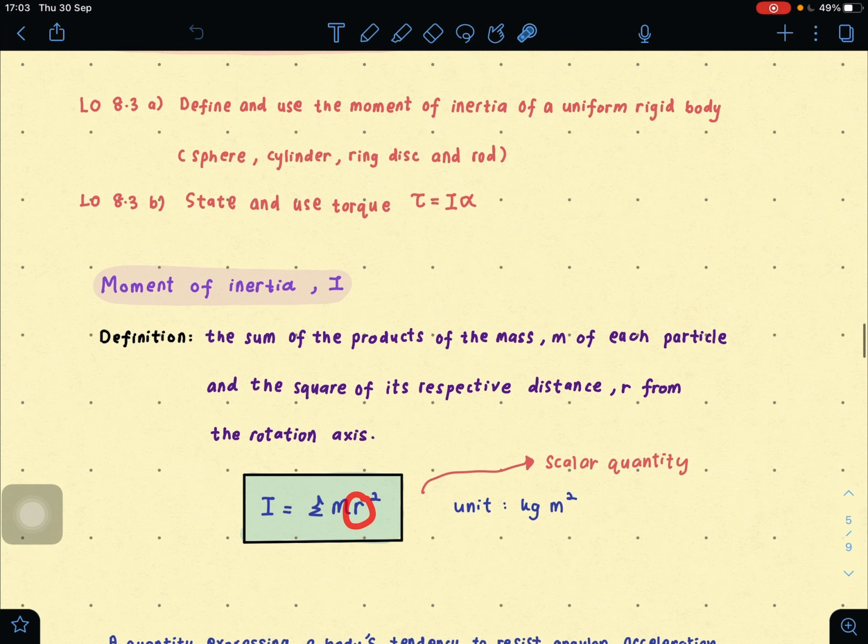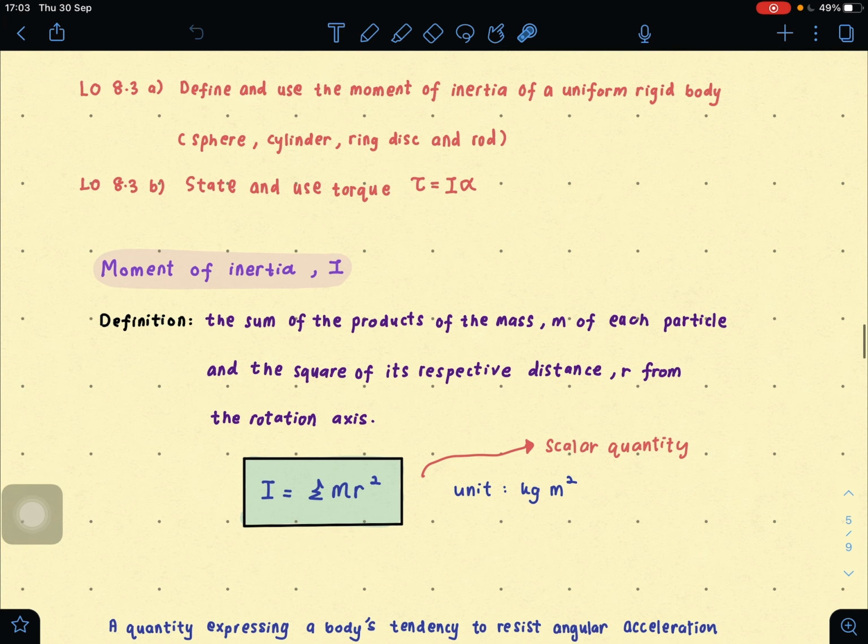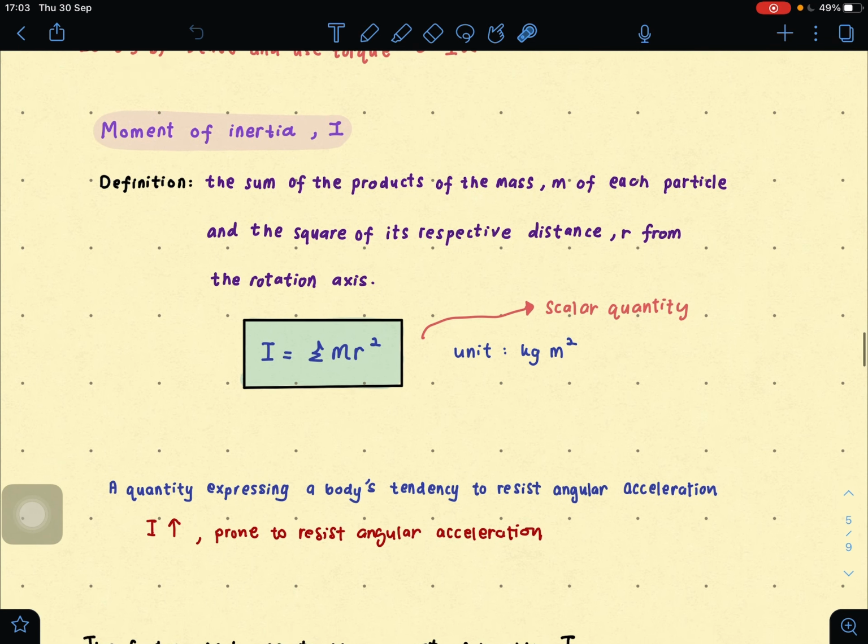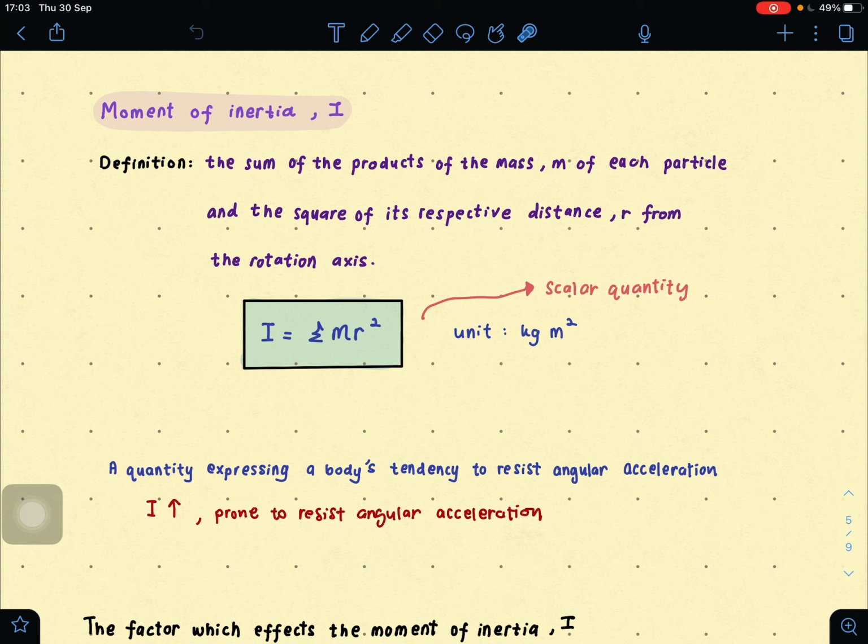So, moment of inertia adalah skala kuantiti. So, there's no need to find the direction for moment of inertia because it's a scalar quantity. Okay, so this one adalah secara matematik. Okay, so untuk lebih faham, what is actually moment of inertia ni? So, this value for I here is a quantity to express a body's tendency to resist angular acceleration. So, if a body has a higher value of I, meaning that body is prone to resist angular acceleration. So, dia lebih susah untuk dia rotate lah sebenarnya sebab dia resist angular acceleration.